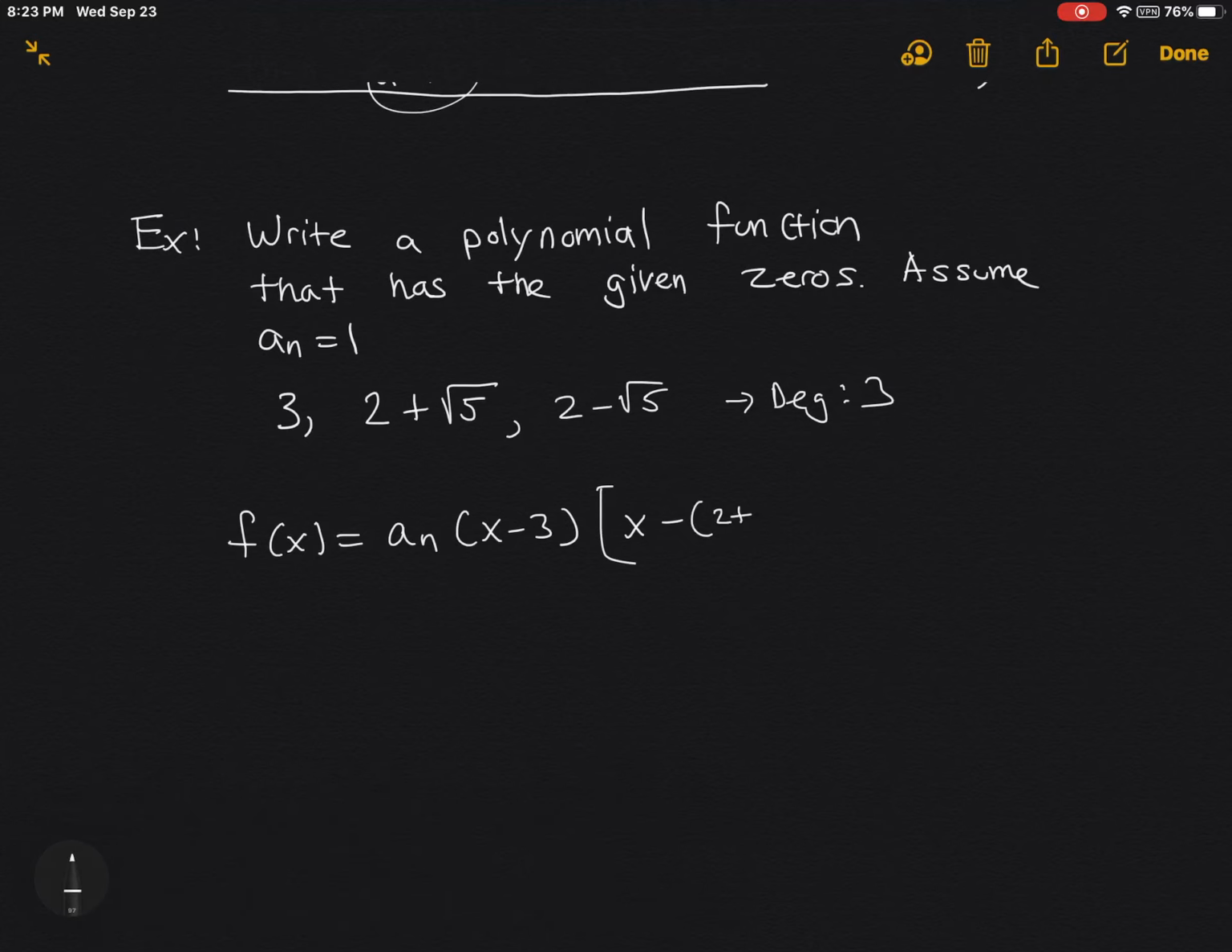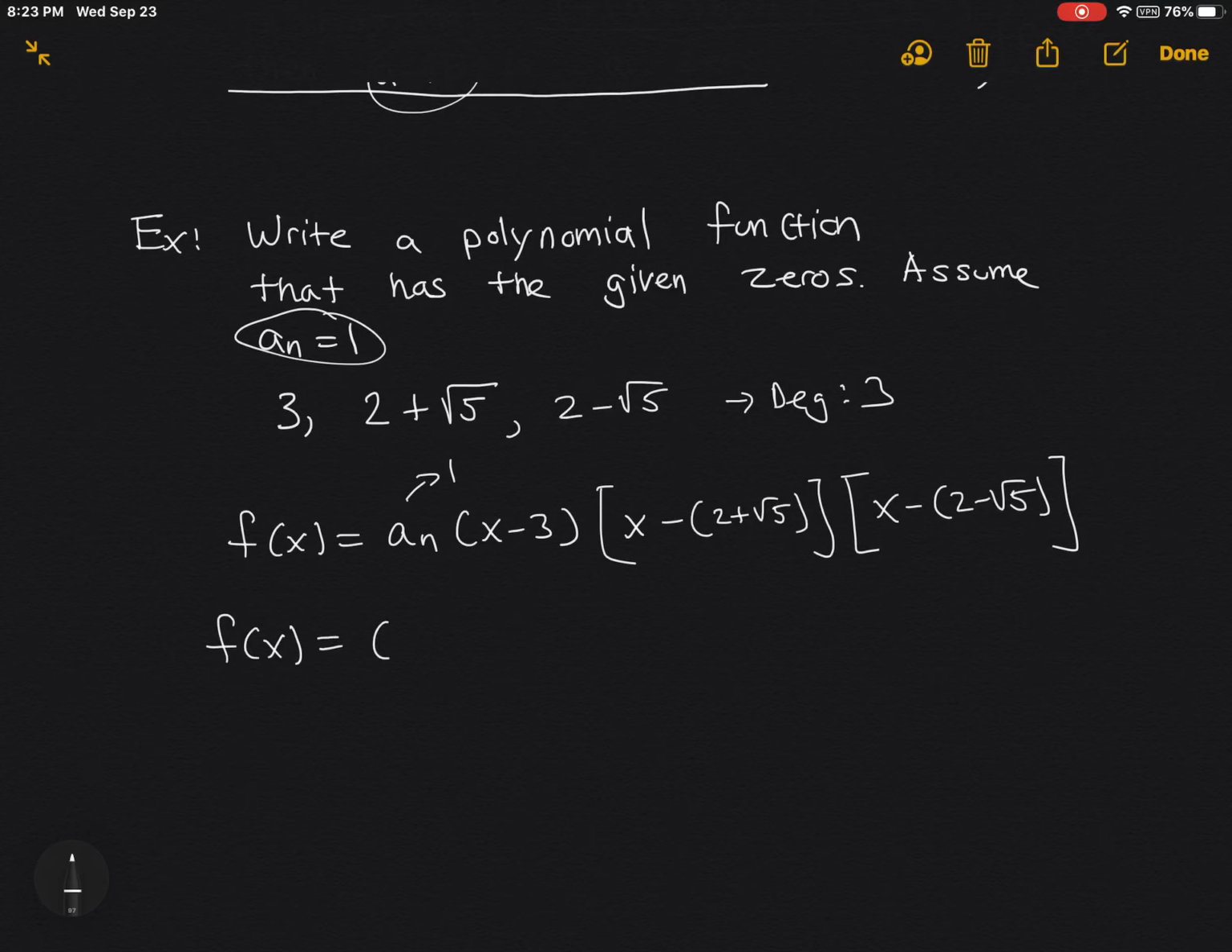Okay, I'm going to put parentheses 2 plus root 5, close it with a bracket, and x minus parentheses 2 minus root 5. So you really have to be careful with that minus sign, or you're going to have some trouble. Remember we said the a sub 1, the leading coefficient, is assumed just to be 1, so that makes things a little bit nice.